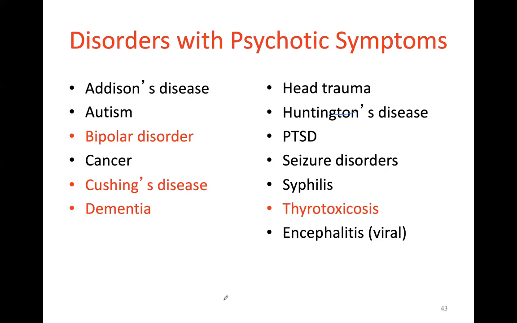Bipolar disorder sometimes can have psychotic presentations. The mania may sometimes look as if it is psychosis. Cushing's disease is a little bit easier, but you can have somebody that has Cushing's disease with comorbid schizophrenia. Dementia, two things with regard to dementia.